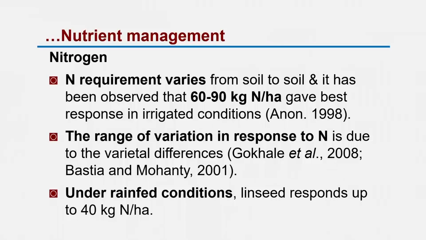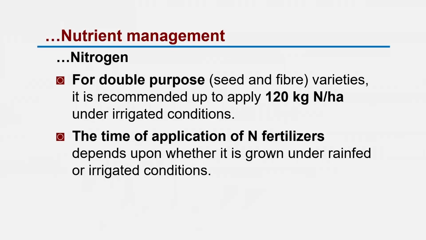Under rain-fed conditions, linseed responds up to 40 kg nitrogen per hectare. The doses of nitrogen are lower in rain-fed conditions, mainly because of shortage of water. As we know, water and nutrients or nitrogen have significant interaction. For dual purpose varieties, because we know linseed is taken for seed as well as for fiber, it is recommended to apply 120 kg nitrogen per hectare.